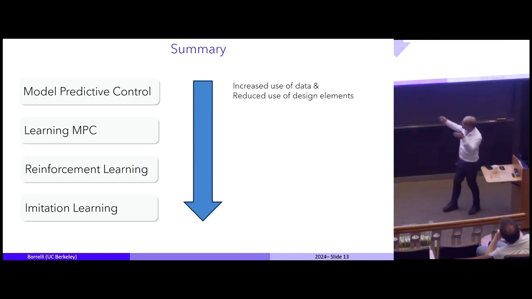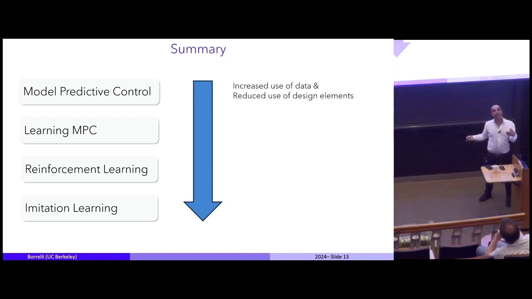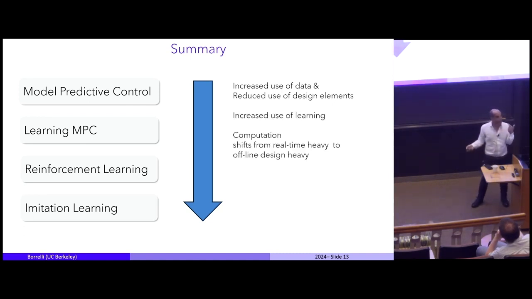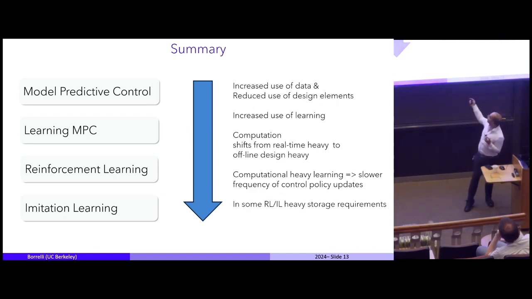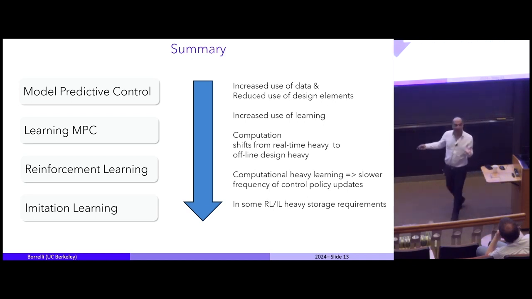As I go down from MPC to learning MPC to RL to imitation learning, what you see is an increase in the use of data and a reduced use of design elements. There is an increased use of learning, and because learning becomes heavy, it shifts from real-time heavy to offline design heavy. This means that, for instance, you could do a policy update in real time with a learning MPC. It becomes harder to do in milliseconds with reinforcement learning, and even harder with imitation learning. That might take days to train this policy. Some reinforcement learning paradigms also require heavy storage. This neural network might be large.